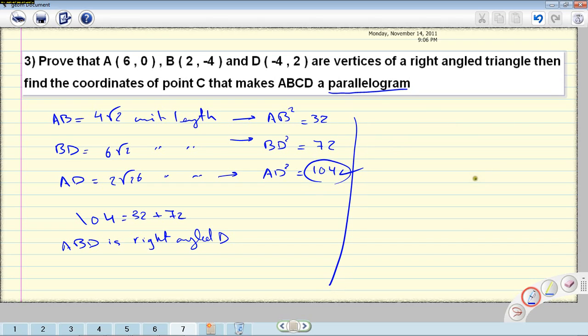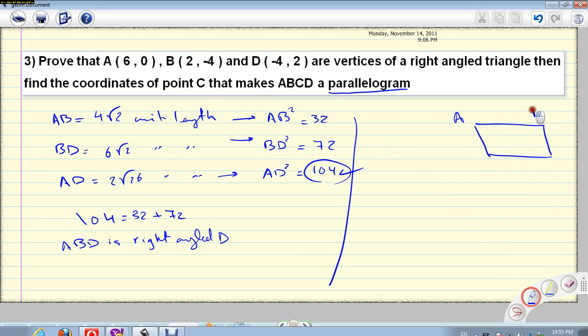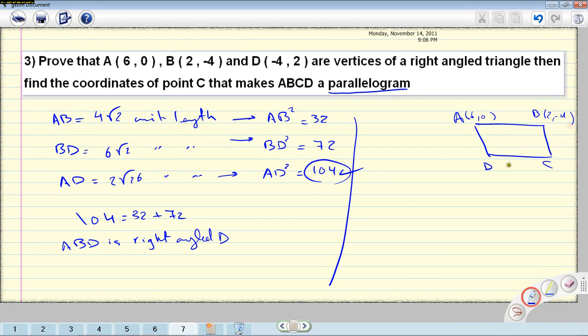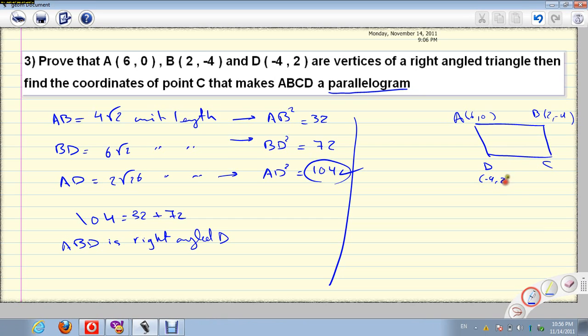Okay, the second part of the question, I'm sorry, is find the coordinate of point C, which makes ABCD a parallelogram. I'm gonna draw it here, A, B, C, and this is D. I have A, it's 6 and 0. B, it's 2 and -4. And D, it's -4 and 2. I want to get C, which is X and Y. We did such questions before.